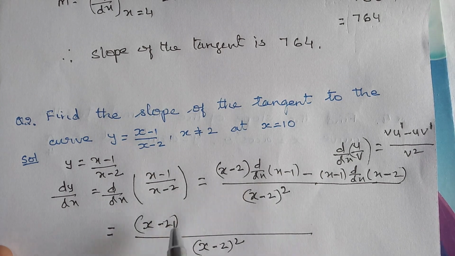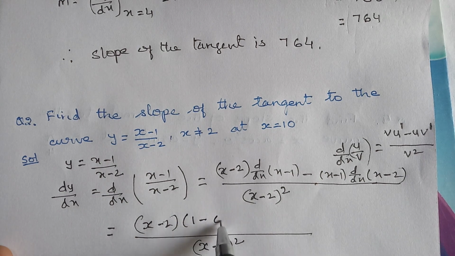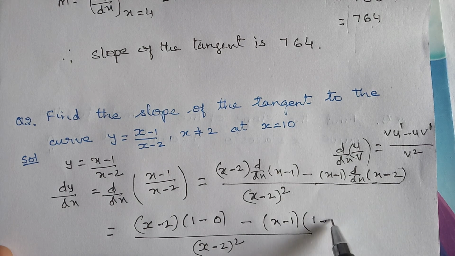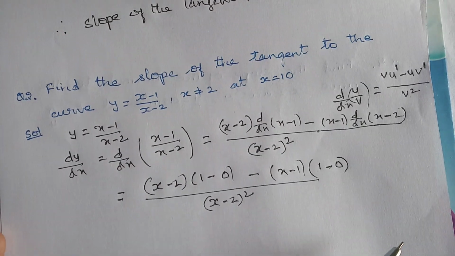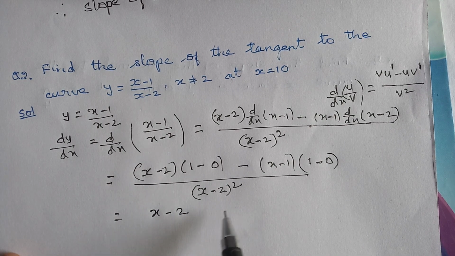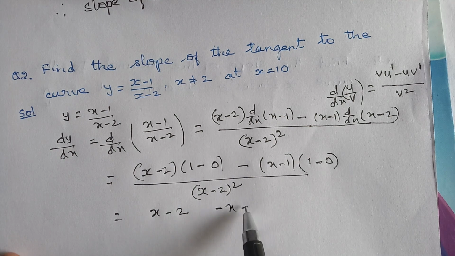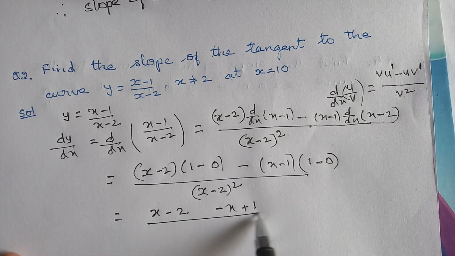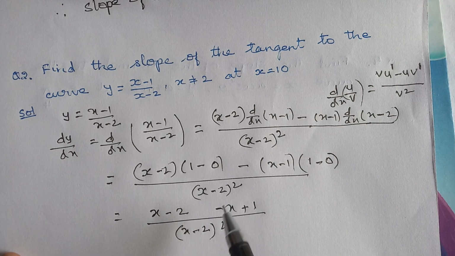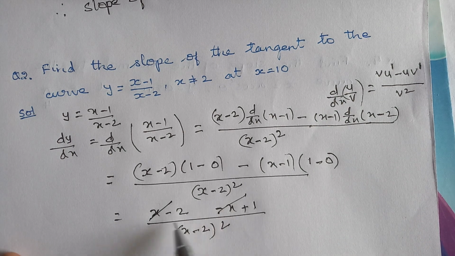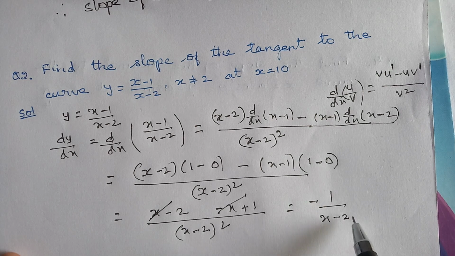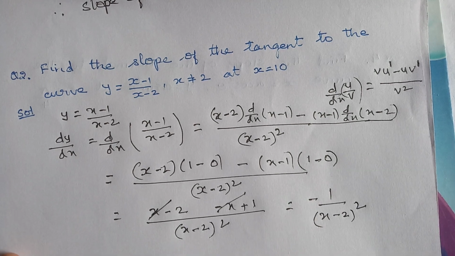You know here x's derivative is 1 and the constant's derivative is 0. Here also, in x minus 1, x's derivative is 1 and the constant's derivative is 0. If you simplify more, you will get x minus 2, 1 multiplied, minus x plus 1, by x minus 2 whole square. The minus x and plus x get cancelled. If you subtract, you will get minus 1 by x minus 2 whole square. This is the dy by dx.